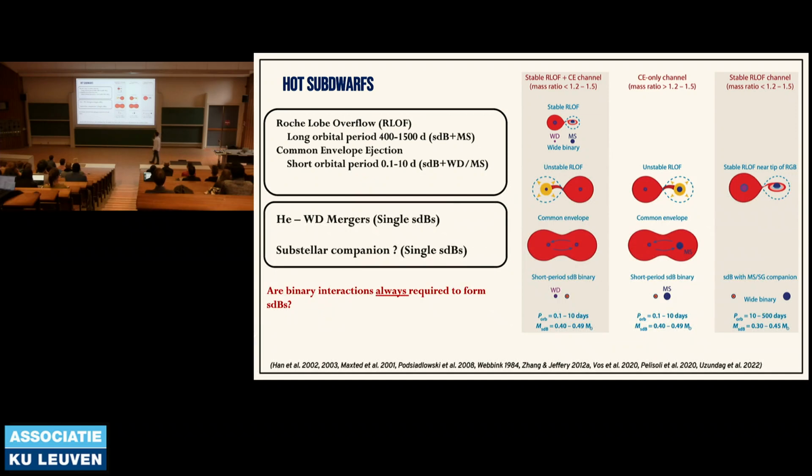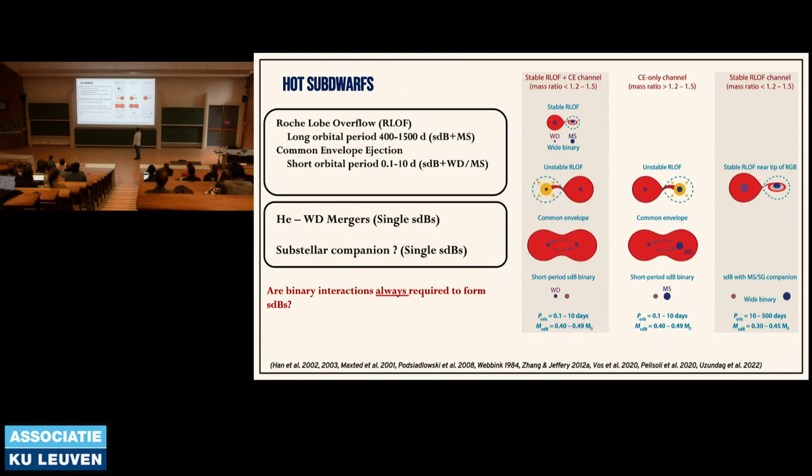And the other two channels, as you can see here, explain the short period systems, which are sdB plus either an M dwarf or a white dwarf. Depending on the initial mass, it can go through just one unstable Roche-lobe overflow, then the common envelope, or unstable Roche-lobe overflow and just one common envelope.